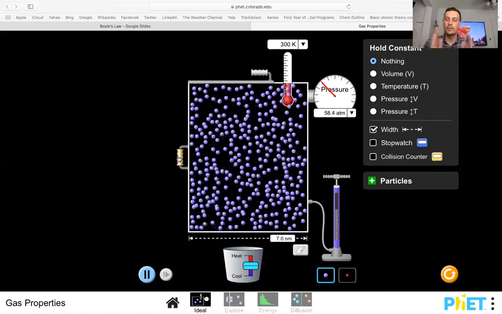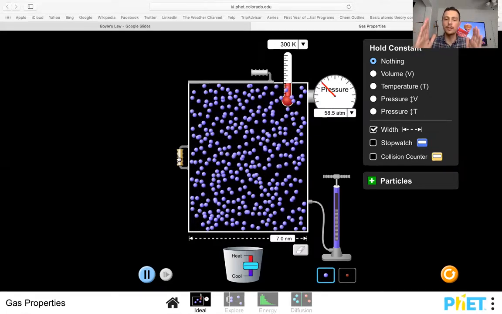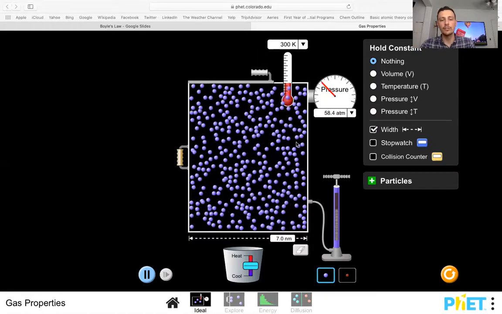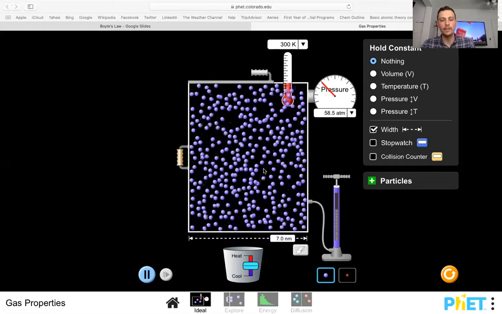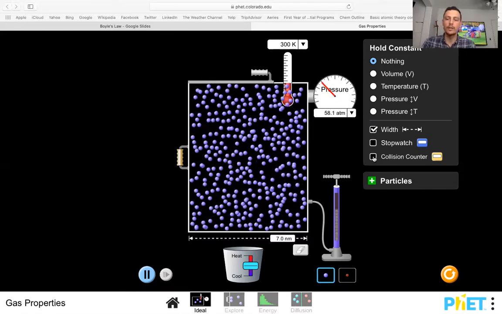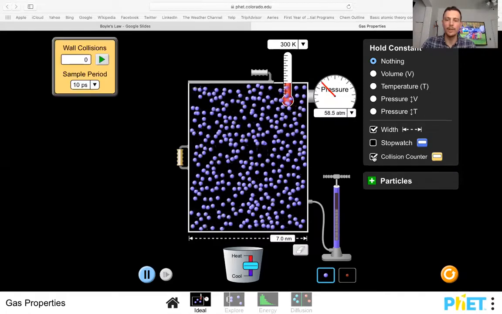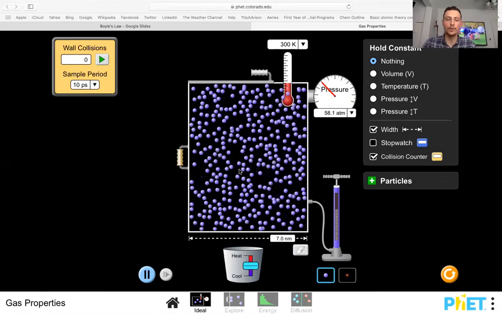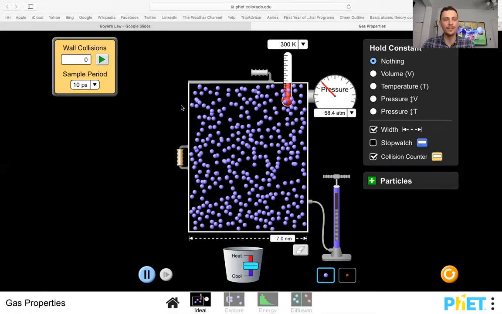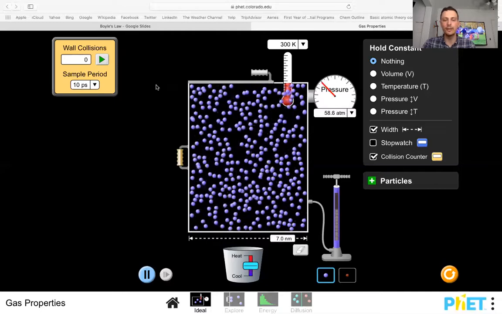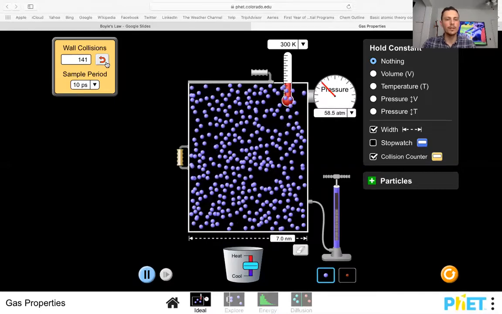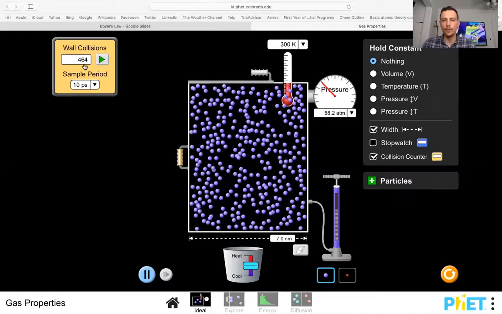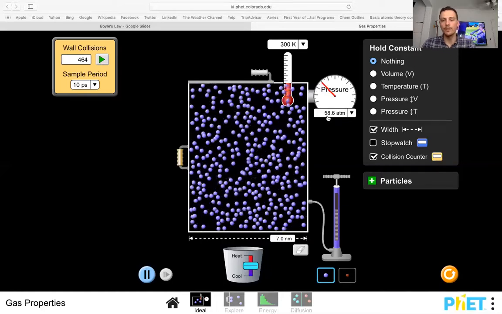If I decrease the volume, right? If I make my container smaller, think about it. How do you think that will affect the pressure or the amount of times that our molecules are hitting the walls? And so while you're contemplating that, we have a collision counter here, right? And that will help us really get a number to go with the collisions or the amount of molecules that are hitting the sides of the walls here. At 7.0 nanometer width, if we test out the number of collisions, it tells us we're at about 464. Our pressure is at about 58 here.